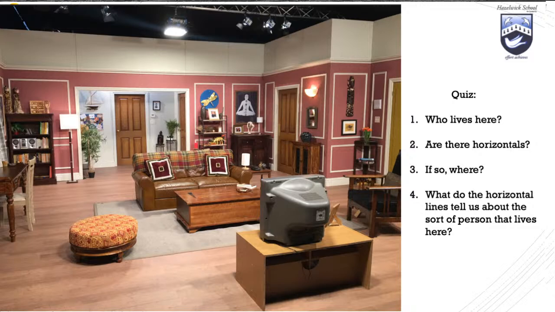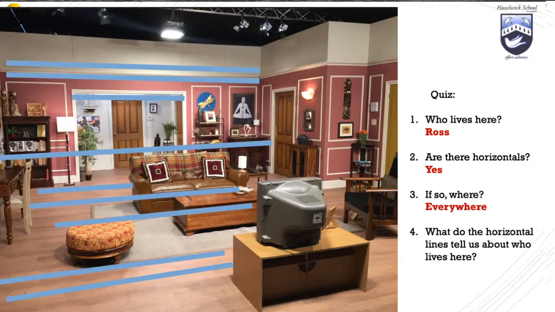Well, because I was scanning through all my pictures to find images of horizontal lines, and I hadn't actually figured this out before, but I've drawn in some of the horizontal lines. They're everywhere in this room. And you might say, well, there are horizontal lines in every room. Yes, they are, but if you look at the way this room is designed, it's different from the other characters in the series, for a reason, because it's Ross that lives here, and Ross is very much a control freak. He likes everything neat and tidy.